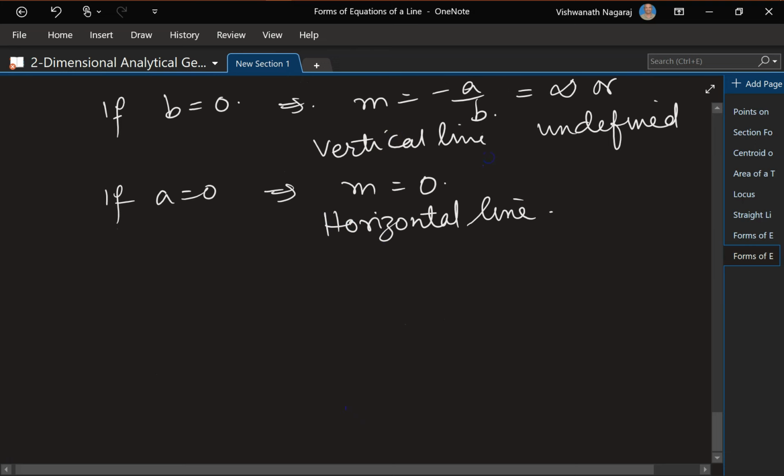So those are the different forms in which the equation of a line can be written.